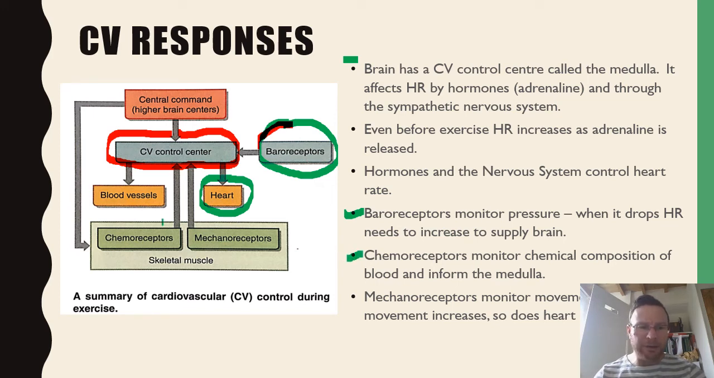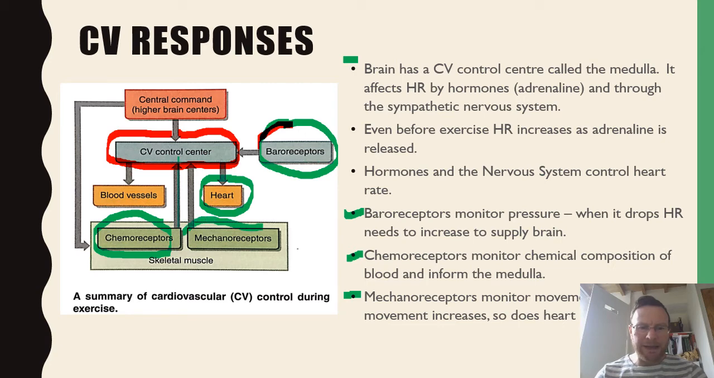Chemoreceptors, so down here we've got chemoreceptors, and they inform the control center about the chemical composition of blood. So this could be acidity, level of oxygen, level of carbon dioxide. So when things like acidity begin to rise, there's an increased need to circulate blood, and it causes heart rate to rise. The last thing we've got here is mechanoreceptors.